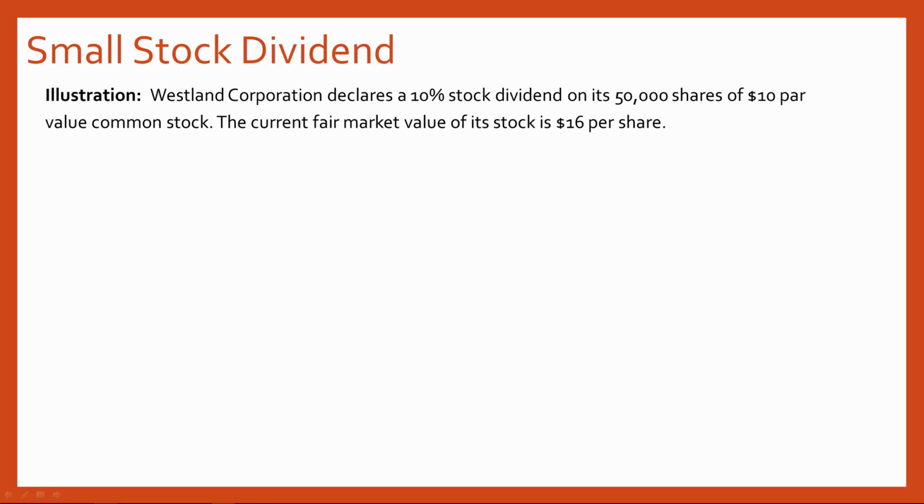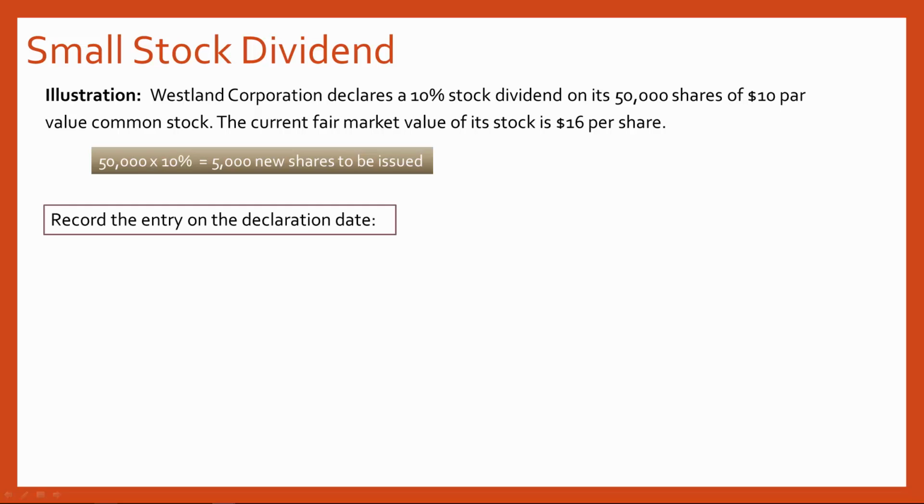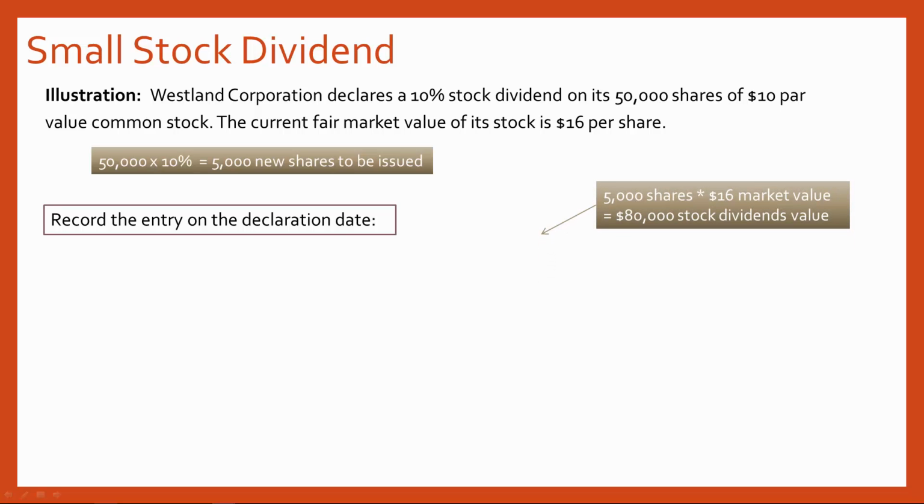Westland Corporation declares a 10% stock dividend on its 50,000 shares of $10 par value common stock. This tells us that the corporation is going to issue 5,000 new shares as a dividend. Now we can calculate our journal entry to record on the declaration date. If they're issuing 5,000 new shares that currently have a market value of $16 per share, the overall dividend amount is worth $80,000. So we debit stock dividends $80,000, and this debit to stock dividends reduces equity.